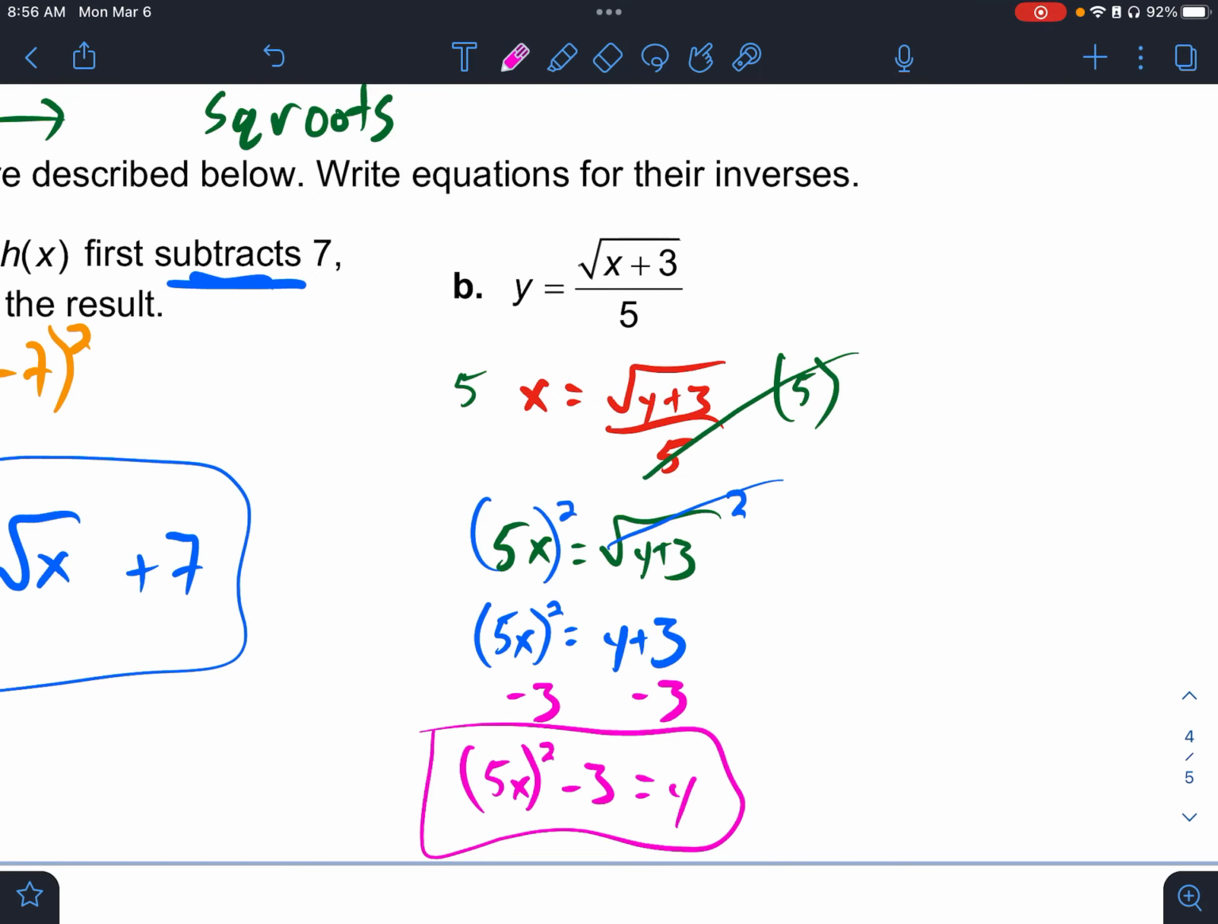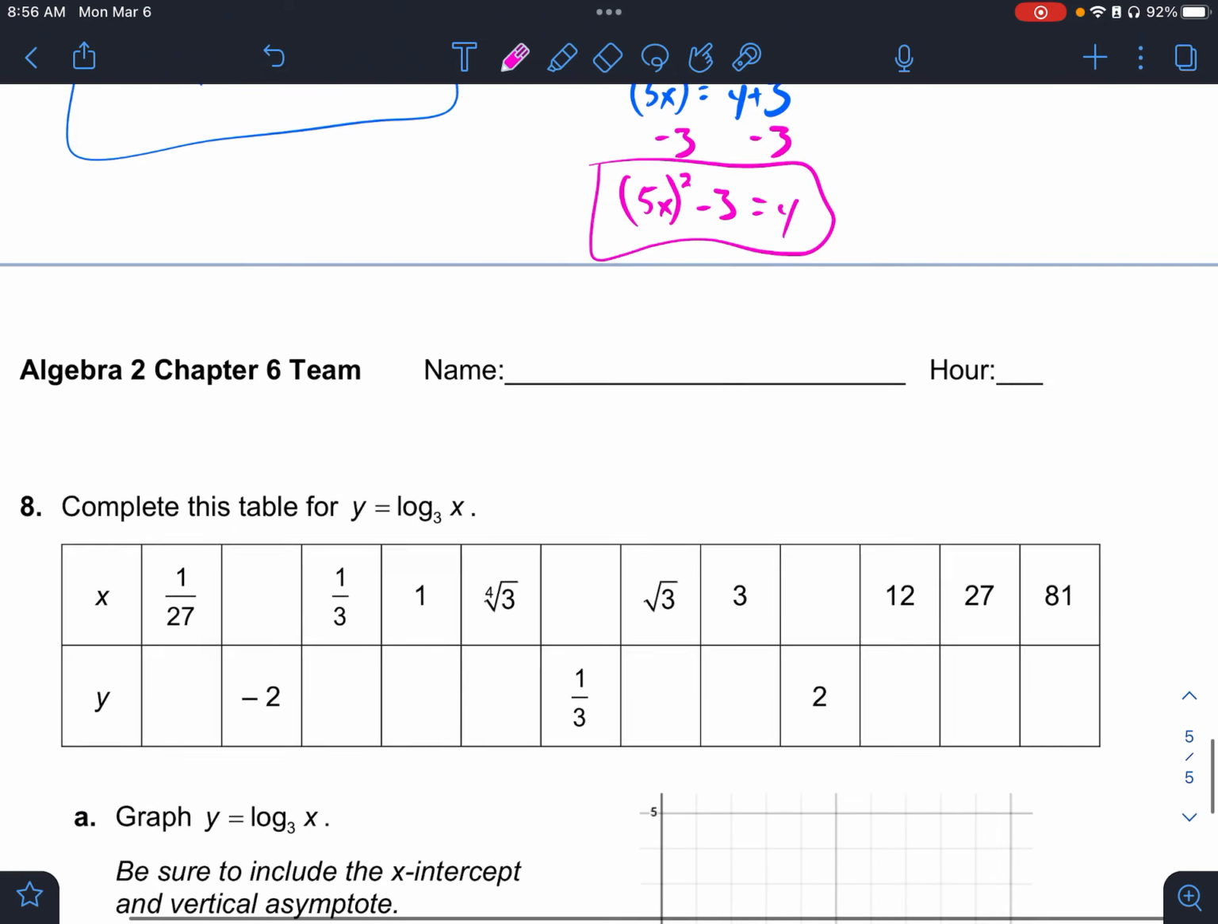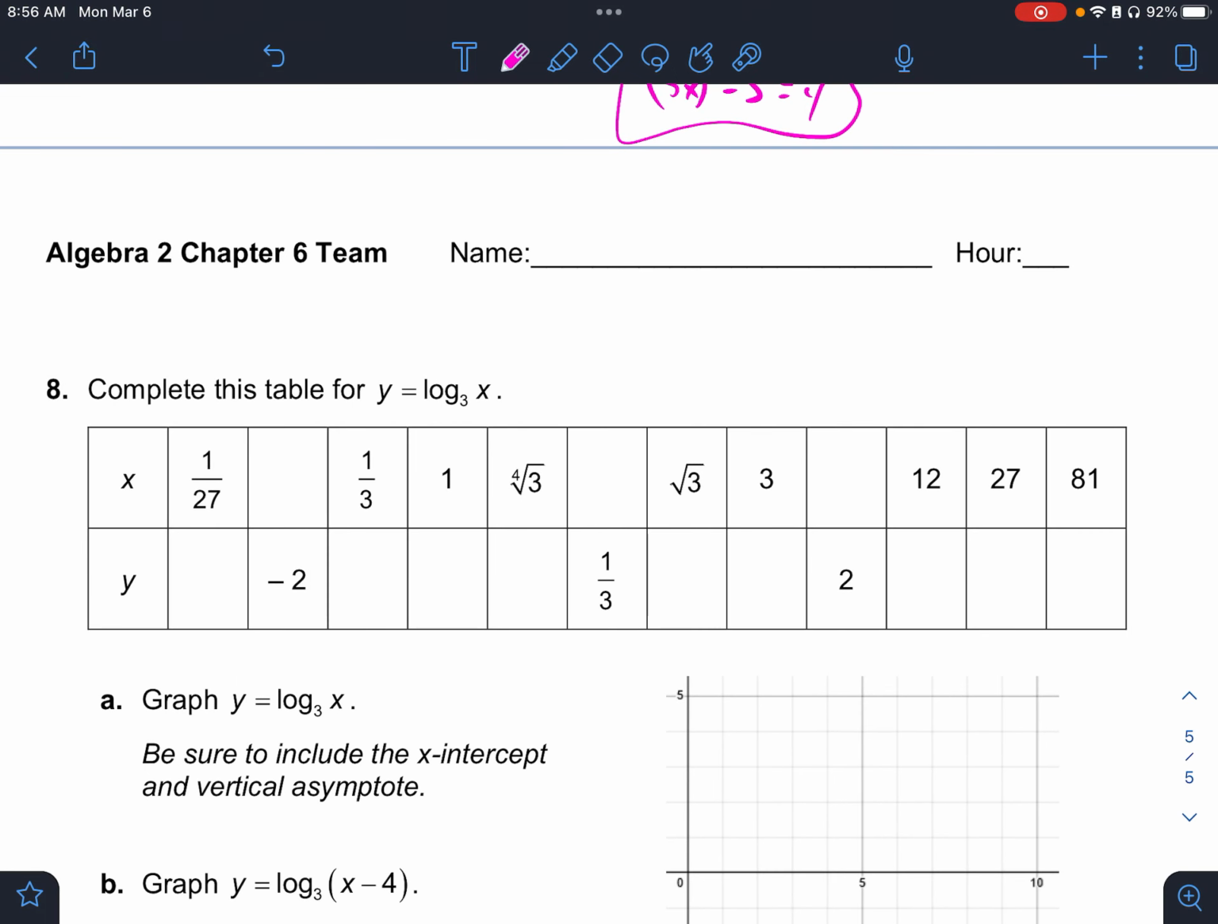So that's our inverses. As we look then at our logs, we have y equals log base 3 of x. It might be helpful to write this in exponential form, which we should be able to do as well. This is 3 to the y is equal to x. And we're working on filling out this table. So 3 to the what would get me 1 over 27? That's going to be negative 3.